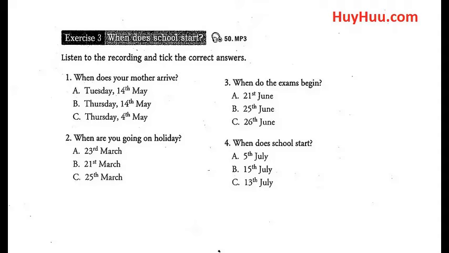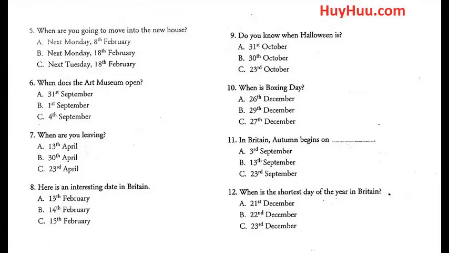1. When does your mother arrive? Tuesday, 14th of May. 2. When are you going on holidays? The 25th of March. 3. When do the exams begin? The 21st of June. 4. When does school start? 5th of July. 5. When are you going to move into the new house? Next Monday, 8th of February.